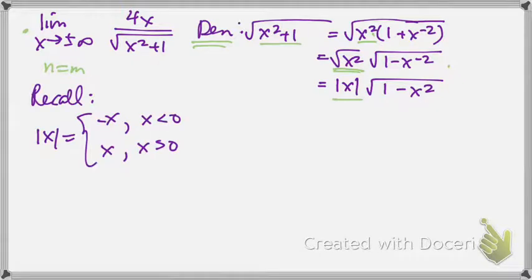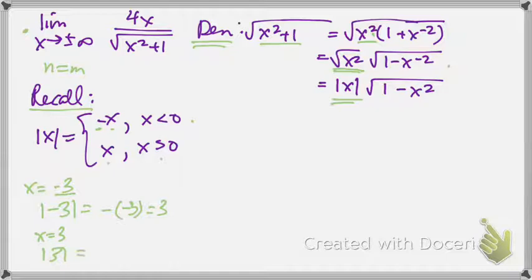Let's recall what the absolute value is. So the absolute value of x is negative x if x is less than 0, and it's positive x if x is greater than 0. So for instance, if we say x is equal to negative 3, the absolute value of negative 3 is the negative of the x value, which is negative 3. And that's how we get the positive 3. Okay? And of course, if x is equal to a positive 3, the absolute value of 3 is just the x value, which is 3.